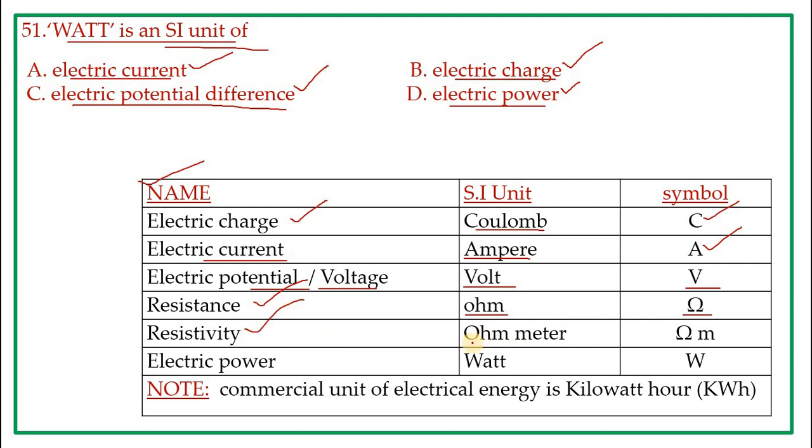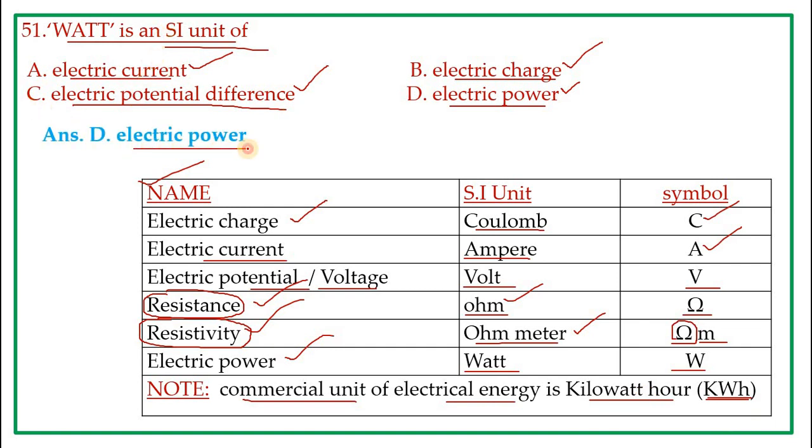Resistivity, ohm meter. Important, children, it is resistivity. Don't confuse resistance and resistivity. Resistance is ohm, resistivity is ohm meter, denoted by the symbol of ohm and M for meter. And electric power, watt, denoted by W, and this is also important. The commercial unit of electric energy is kilowatt hour, denoted by kWh. So for this the correct answer is D, electric power.